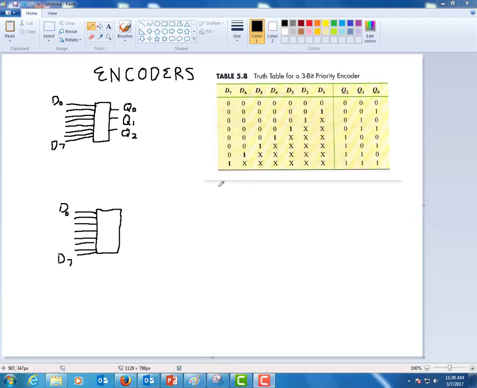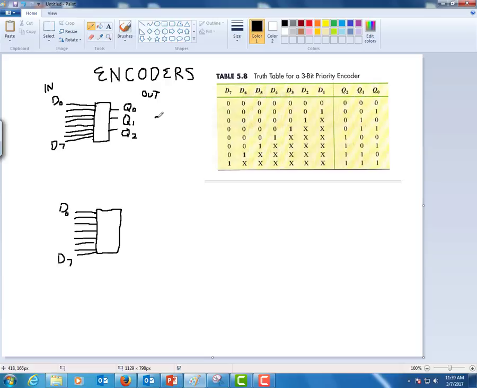Now last week we discussed decoders, and decoders, if you recall, went from few to many, and when I say few to many I'm talking about the inputs. This is an example here of an encoder, and an encoder actually goes from many to few. So if you think of this side here as your inputs, and this side over here is your outputs, you can see that you have 8 inputs, D0 to D7, and you have 3 outputs.